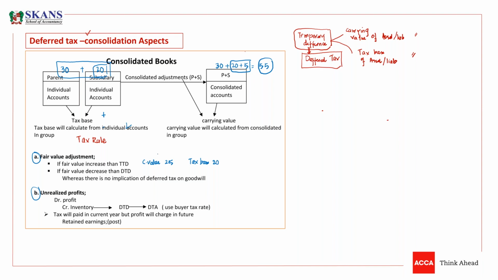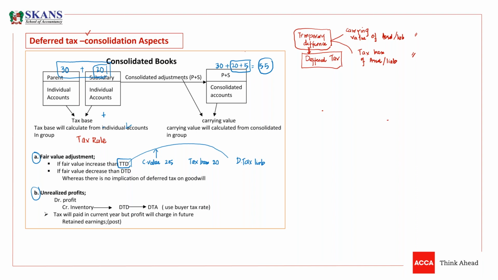So look, if carrying value of an asset is more than tax base, it will create a taxable temporary difference. So with a fair value adjustment upward, if you are booking gains, any gain, then it will create a deferred tax. It will be a taxable temporary difference. And we know that a taxable temporary difference will create a deferred tax liability.